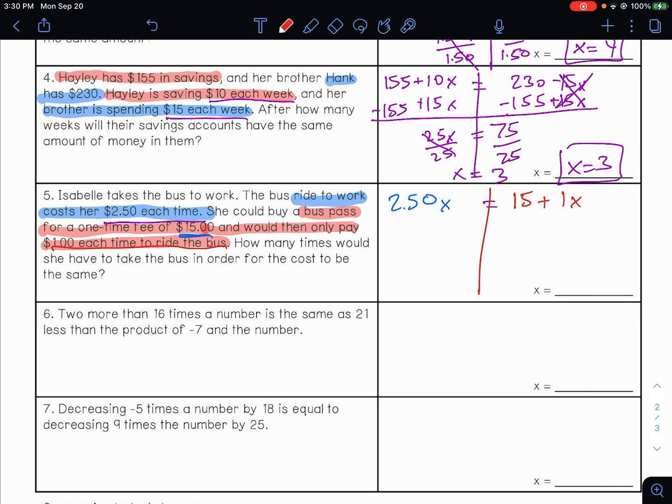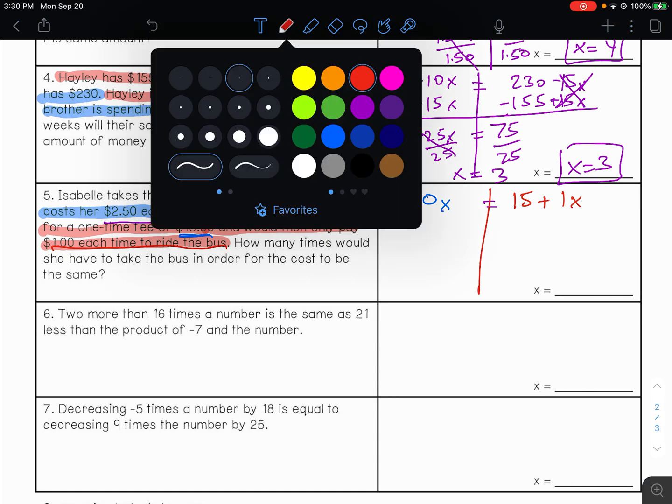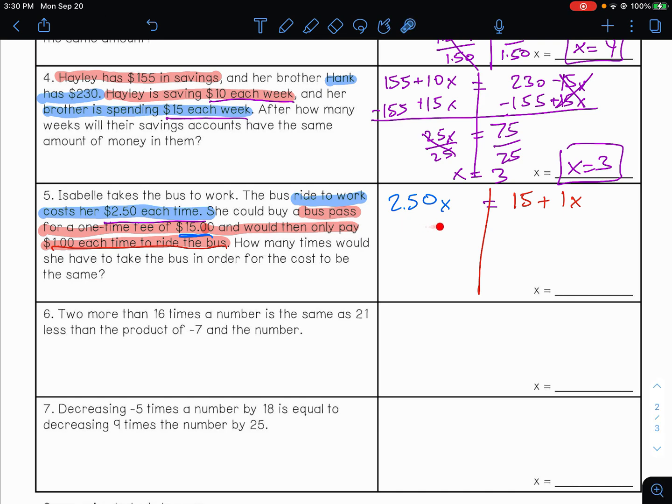All right, let's go ahead and solve this. I could subtract 2.50x or subtract 1x. I'm going to subtract 1x, or just x. That cancels. I'm left with 1.50x, or 1.5x, equals 15. Now, divide both sides by 1.5, and you end up with x equaling 10. Divided by 1.5, that is 10, yeah.